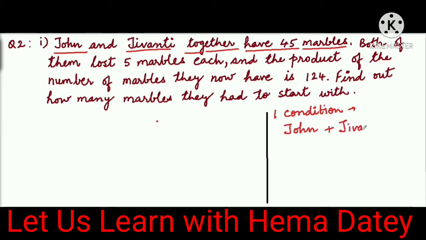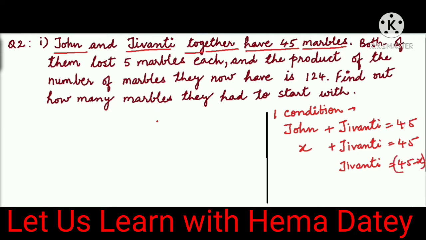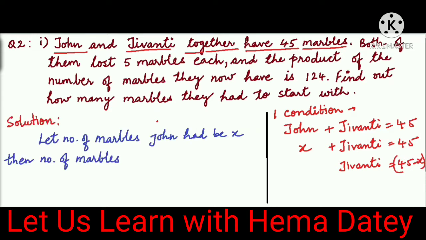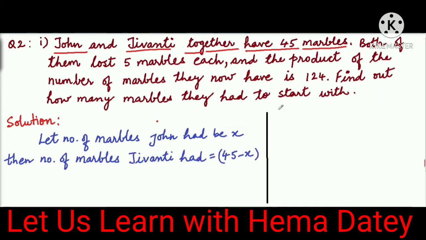First line, John and Jivanti together have 45 marbles. It is the first situation. We will write John plus Jivanti is equal to 45 marbles. If we take the number of marbles John has be x, then the number of marbles Jivanti will have is equal to 45 minus x. Let's start our solution. Let number of marbles John had be x, then number of marbles Jivanti had is equal to 45 minus x.